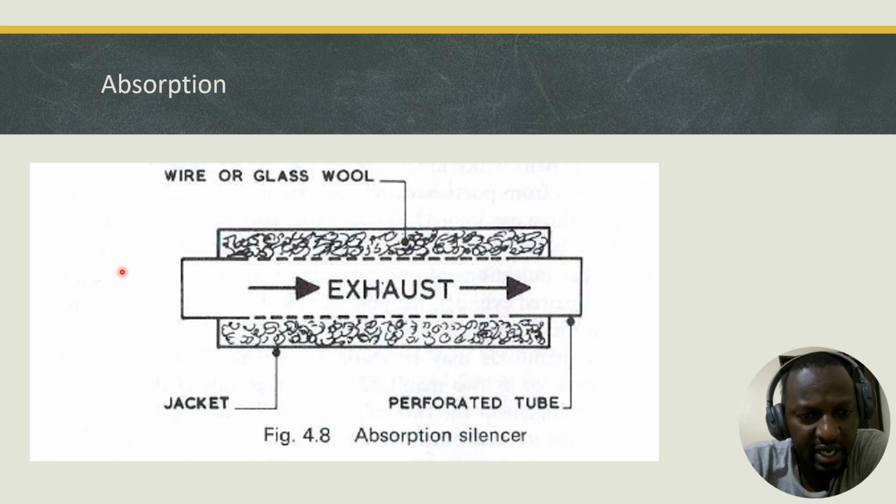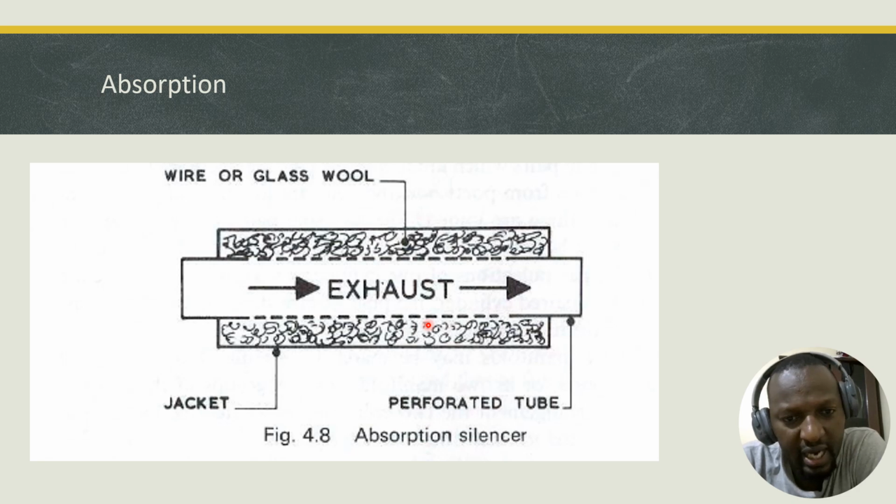Now, what happens with the air? As the air is passing through here and it has its resonance or its pulses, the air leaks through the perforated pipes, and as it enters here, it finds this form of insulation or jacket, and this jacket helps to dampen those pulsations. And as the pulsations dampen down, the air falls back to the hose and flows through the exhaust, coming out quieter.